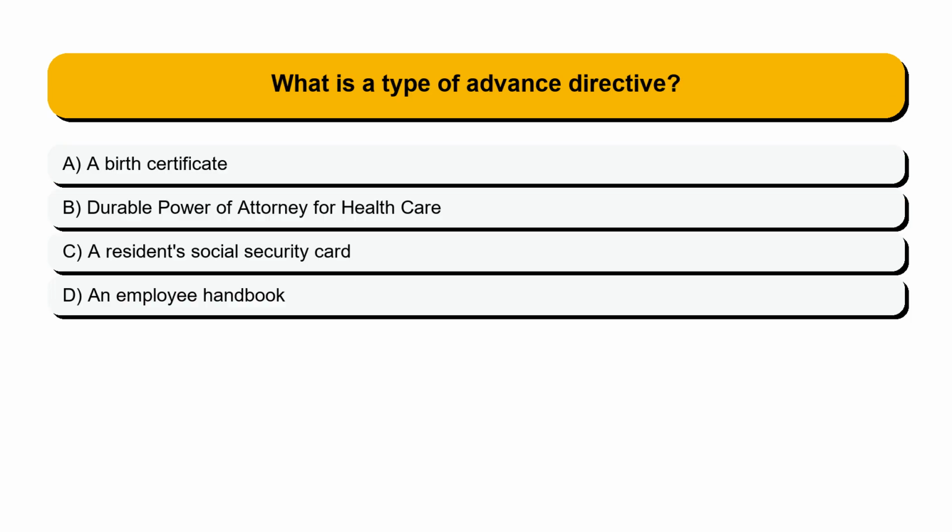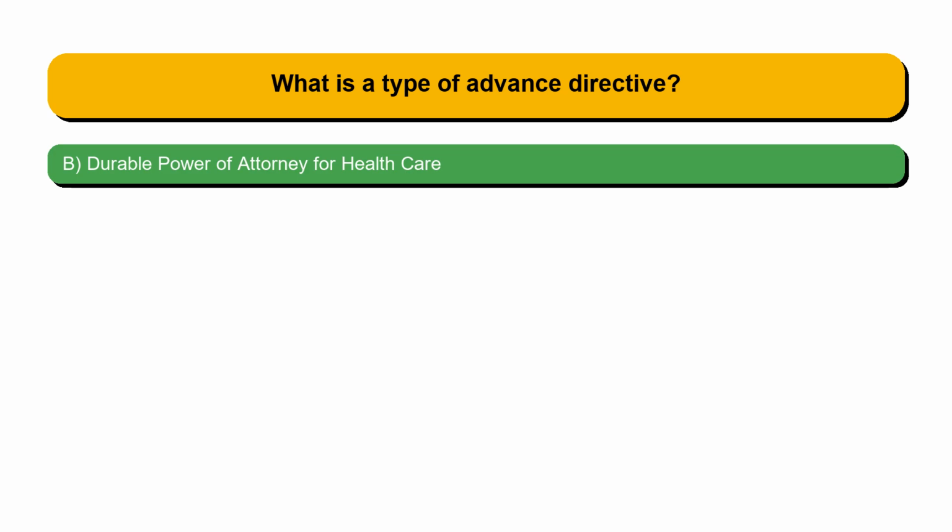Question 53. What is a type of advance directive? Option A, a birth certificate. Option B, durable power of attorney for healthcare. Option C, a resident's social security card. Option D, an employee handbook. The correct answer is option B, durable power of attorney for healthcare.